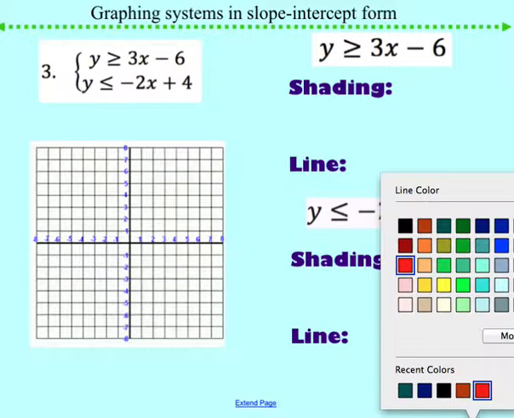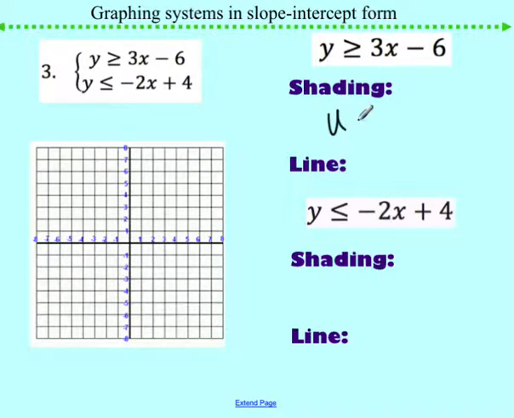So for number 3, the alligator is opening towards the y. So that means I'm going to shade up. And there's a solid line underneath the inequality symbol, so that means I need to have a solid line for my line. So again, this is a lot of graphing lines, so make sure that's something you're comfortable with.